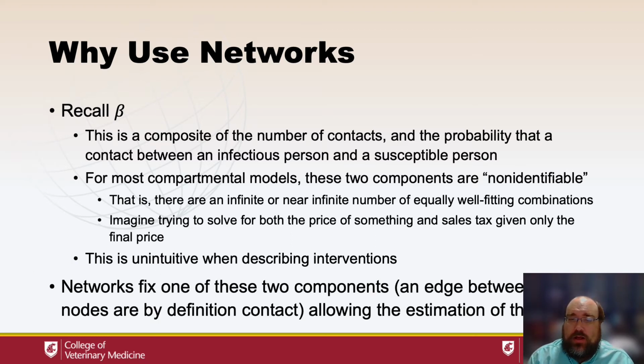Have you introduced a social distancing intervention that reduces the number of contacts? Have you introduced a partially effective vaccine that means the probability of transmission is lower? Or people masking, which will change the probability of transmission? How you articulate that in terms of beta is quite complicated. Networks fix one of these two components. Essentially, an edge between two nodes is by definition a contact, allowing the direct estimation of the other one, the probability that you have a successful infection given contact.